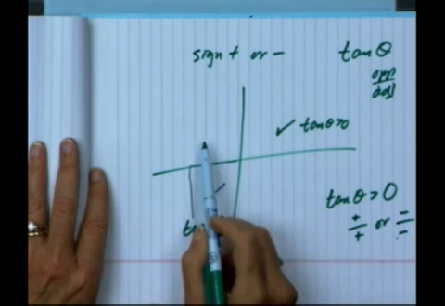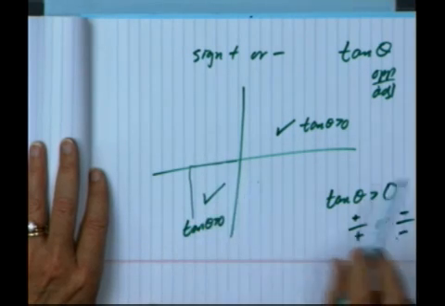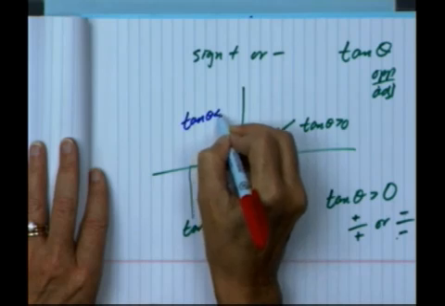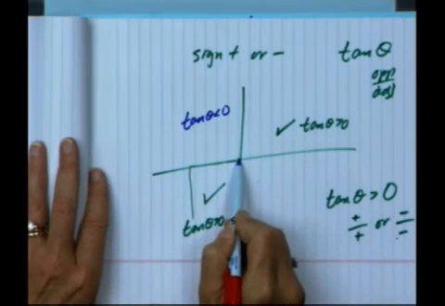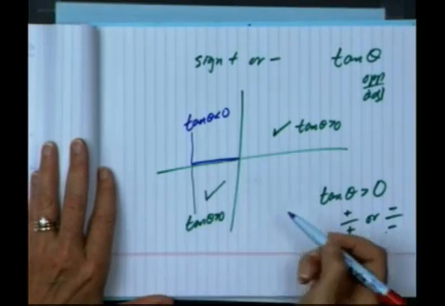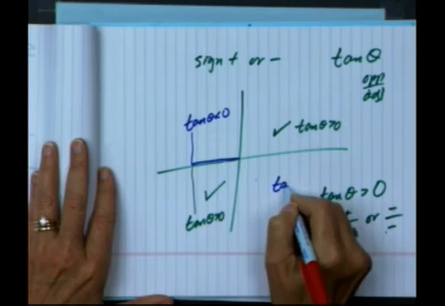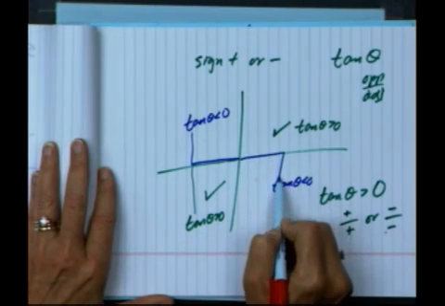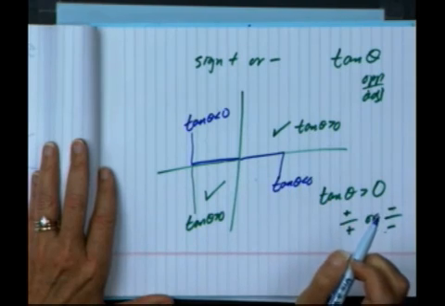In the second and fourth quadrants, you're going to have tangents that are negative, because over here you've got a negative adjacent even though you have a positive opposite. If you're in the fourth quadrant, you have a positive adjacent but a negative opposite.